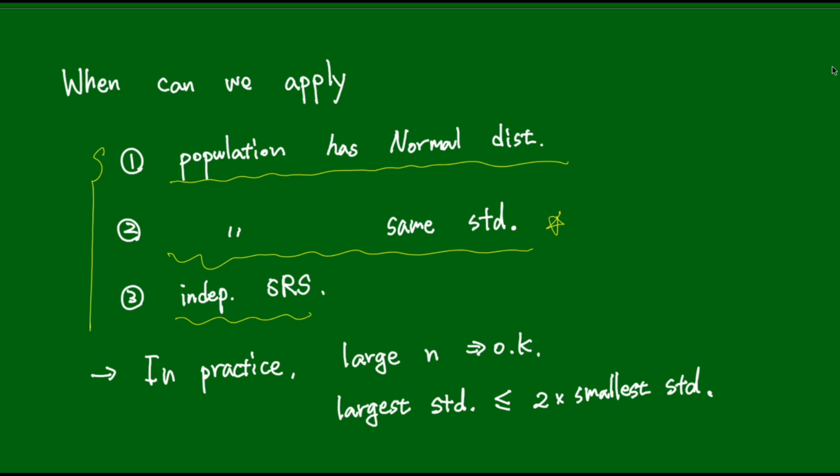So these are assumptions, and in practice, we usually check two factors. One, do we have a large enough sample of observations? If we have a large enough sample, then by the central limit theorem, we are kind of safe that our distribution follows the normal distribution. And also, to check the same standard deviation for each mean, we usually check this thing.